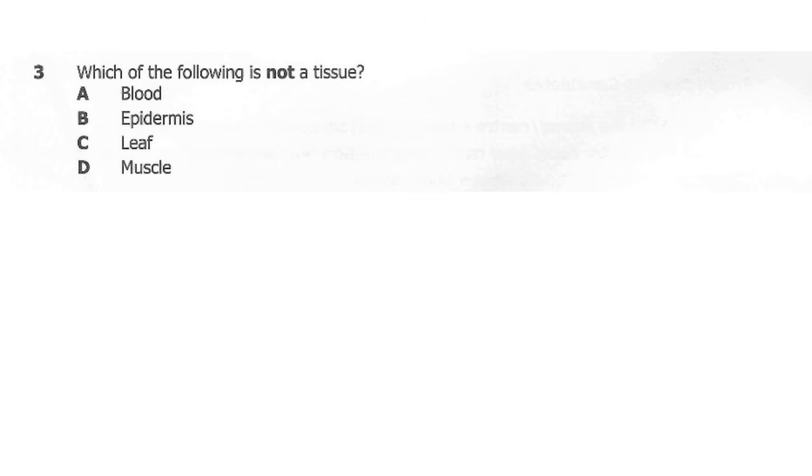The correct answer here is C, leaf. So a leaf is actually a plant organ. So a leaf is not a tissue. Excellent work, chat. We move on to the next question.